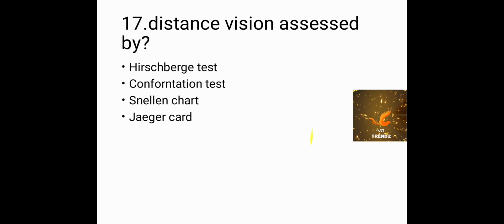Distance vision is assessed by, the options are Hirschsprung test, confrontation test, Shannon chart, Jaeger chart. The answer is Shannon chart. What is Hirschberg test? It detects misalignment of the eyes, that is strabismus, in young children and patients with poor vision. And what is confrontation test? It is a visual field test. Shannon chart is a geometric scale to measure visual acuity, and Jaeger chart assesses near vision acuity. The answer is Shannon chart.